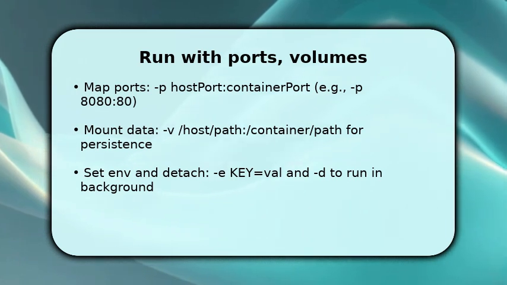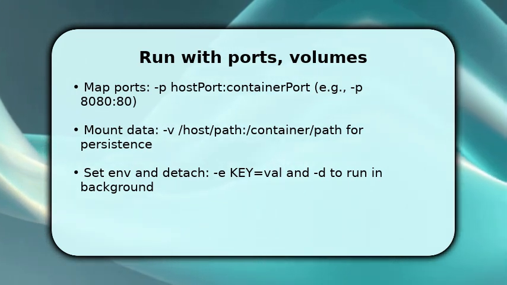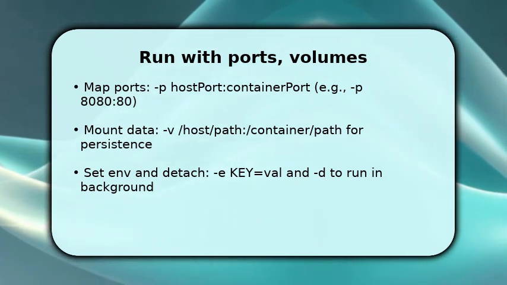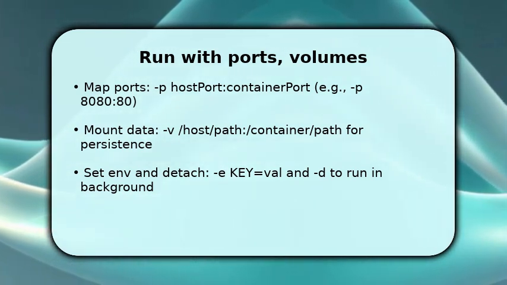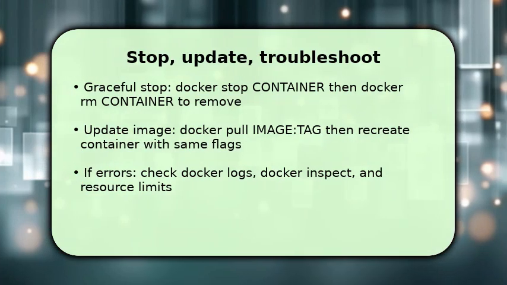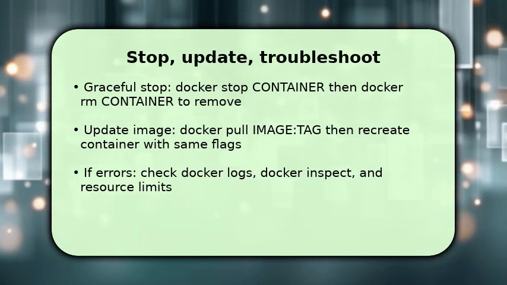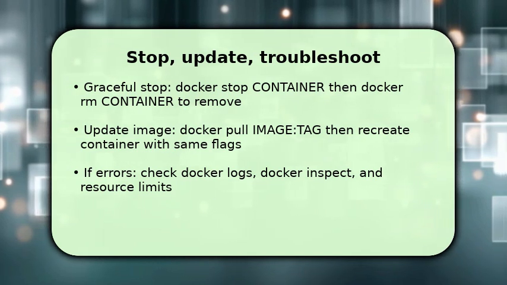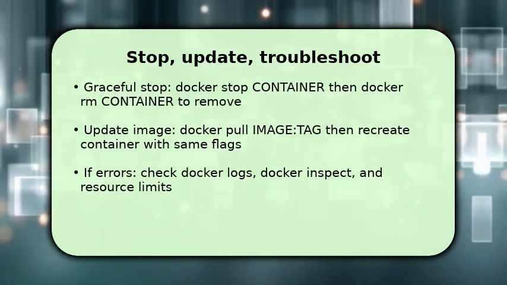If you need to inspect logs or startup issues, use docker logs container and attach an interactive shell with docker exec. Finish by stopping and cleaning up or updating the container. To stop, gracefully use docker stop container, then remove with docker rm container before recreating from a pulled image to apply updates. Make sure to reapply the same -v, -p, and -e flags when you recreate.